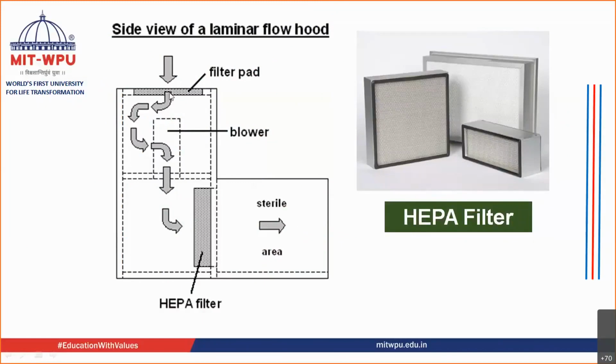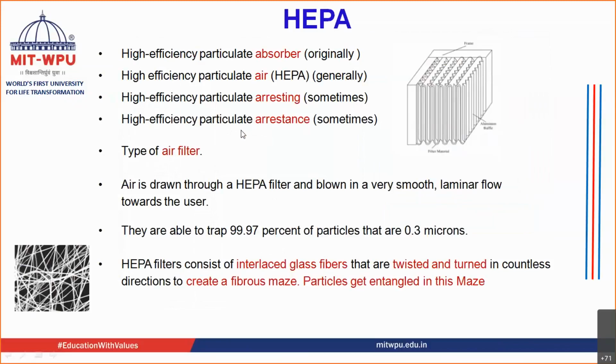You have the primary filters which are assigned over here. From here they move inside the HEPA filters. So these are the HEPA filters. These HEPA filters clean the air, and now the air is entering inside the sterile area in the form of laminar air. Okay.